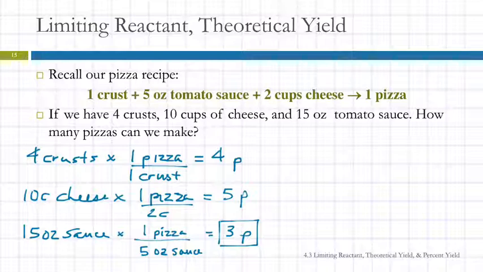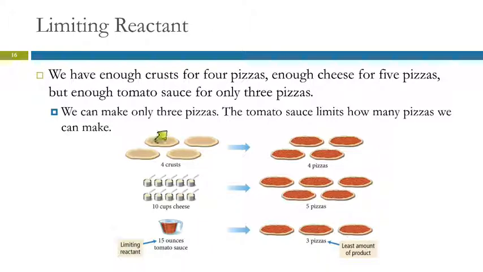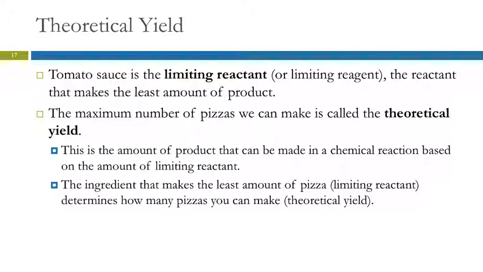Okay, so here it is in pictures. So we got enough crust for 4 pizzas, enough cheese for 5, but only enough sauce for 3 pizzas. It limits the production. So we call the tomato sauce the limiting reactant, or sometimes the limiting reagent. The maximum number of pizzas is called the theoretical yield. Because in theory, if everything goes perfectly, that's how many pizzas you could make, right?